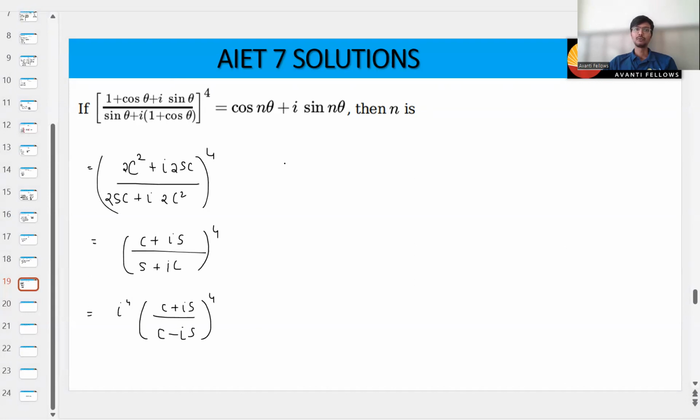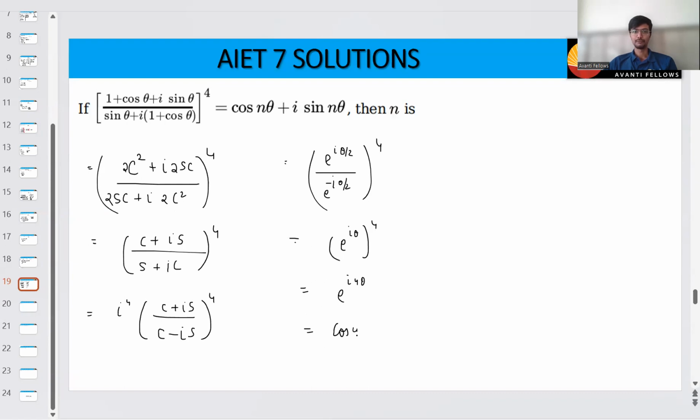So what is that? I raised to 4 is 1, right? This is e raised to the power minus i theta by 2, the whole raised to the power 4. So basically, e raised to the power i theta, the whole raised to the power 4, that is e raised to the power i 4 theta. That is cos 4 theta plus i sin 4 theta. That means n equals 4 is our answer.